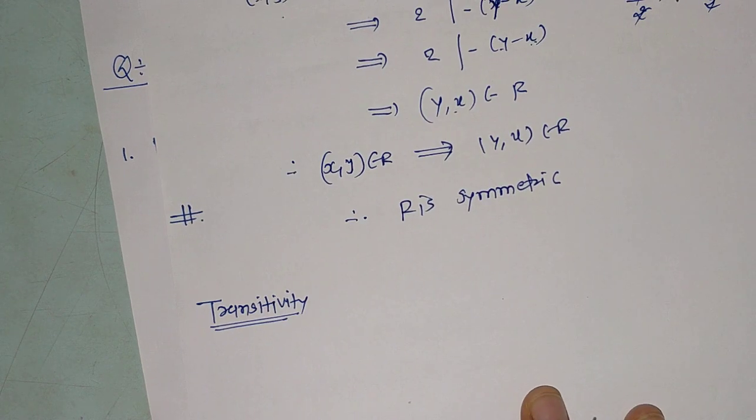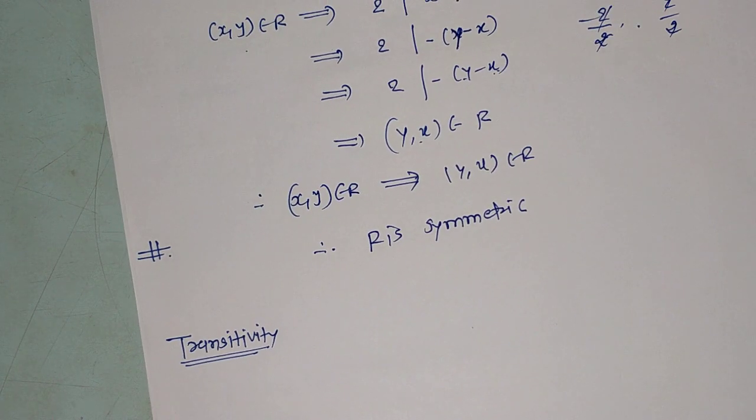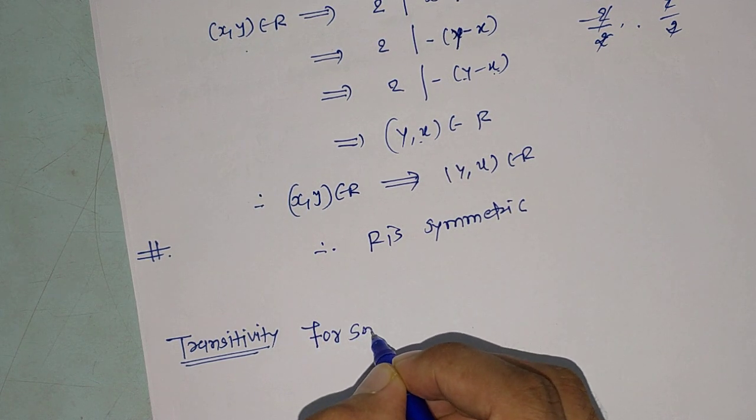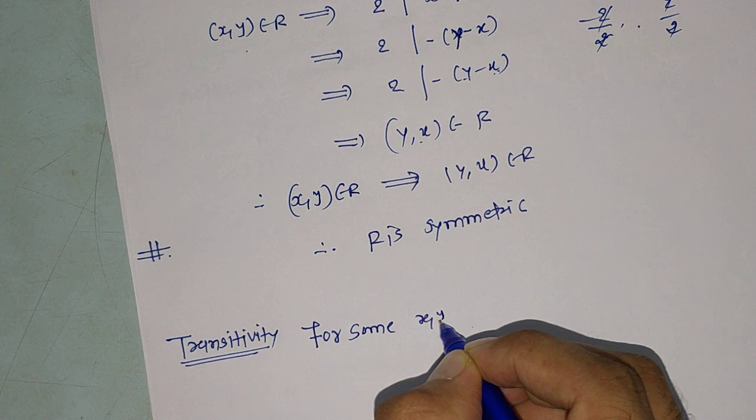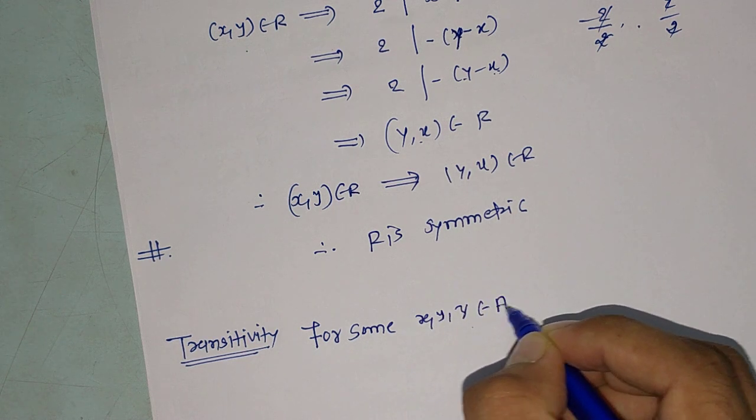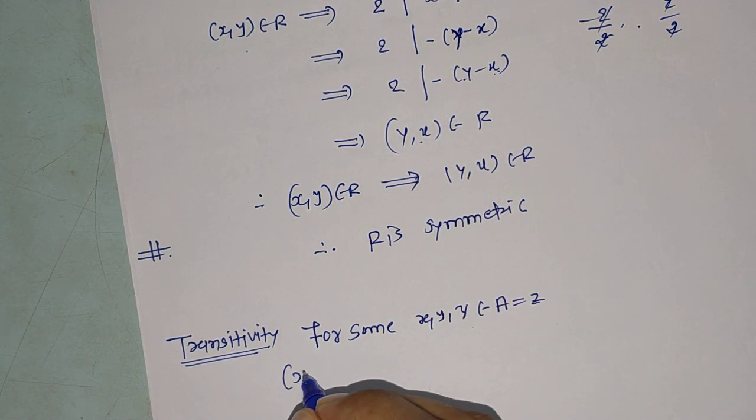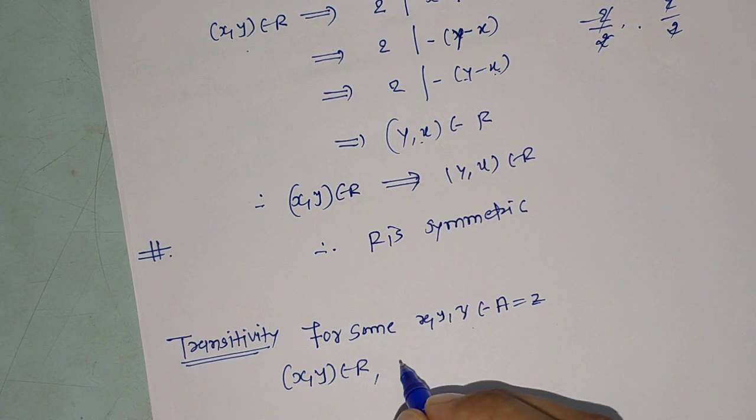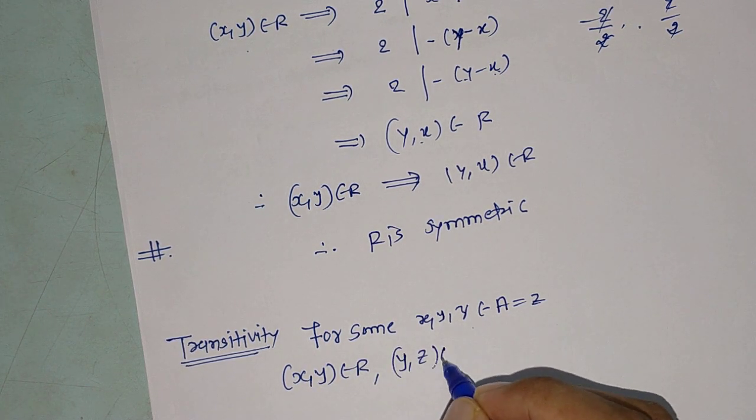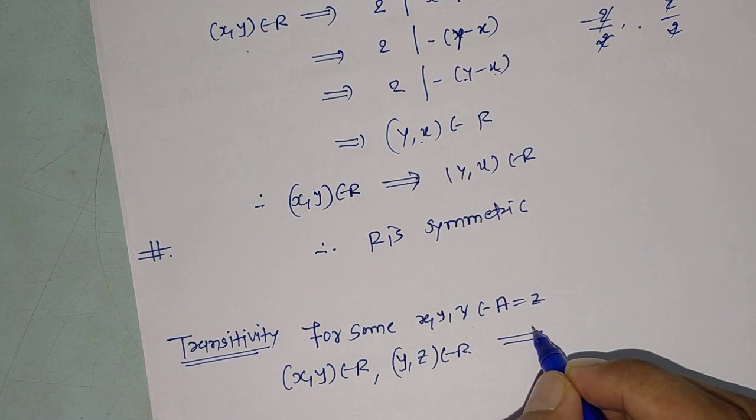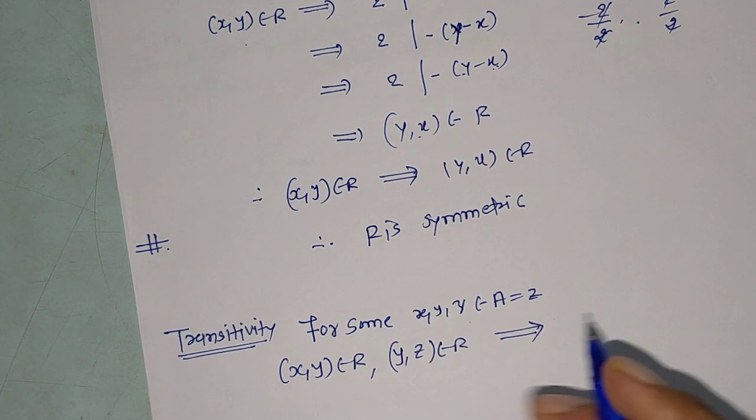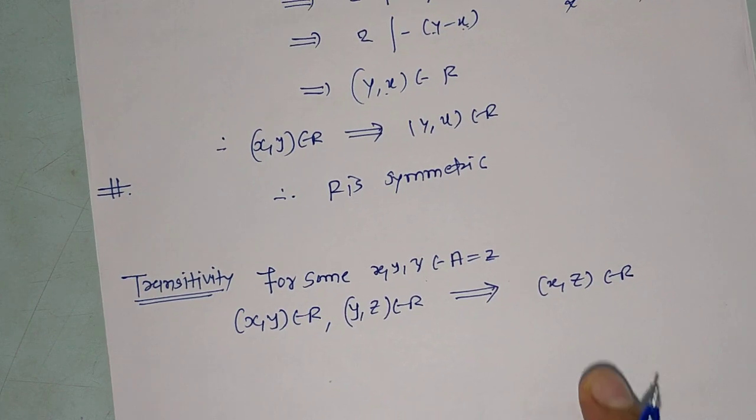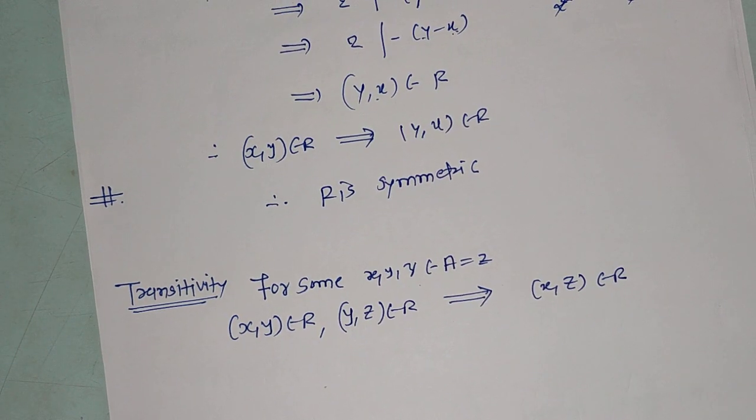Okay, the third property we have to prove is transitivity. For transitivity, again the definition says that for some x, y, z belongs to A equals Z, if I have two pairs, (x, y) belongs to R, it means x and y are related, and y and z are related, then we must show for transitivity that x and z are also related. That means the ordered pair (x, z) is also in R.